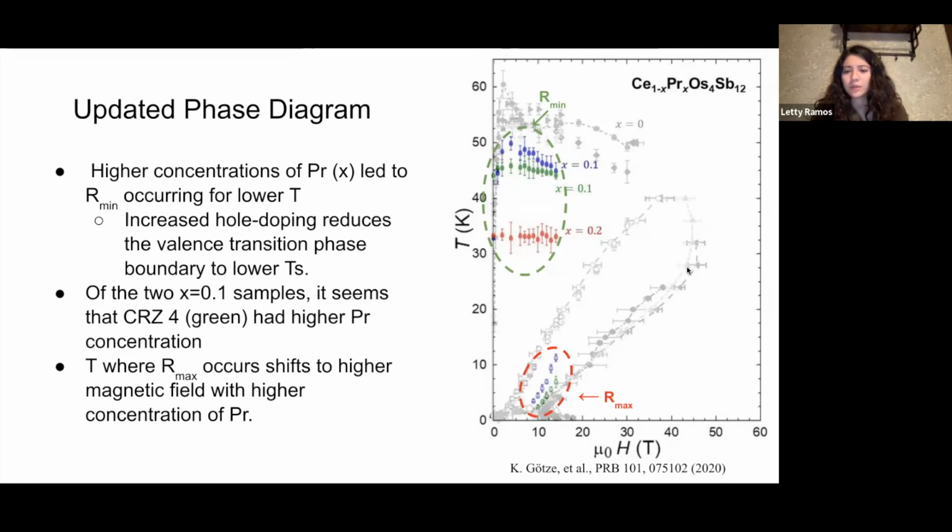For the 20% sample, though, no R maximums occurred. This is probably because higher praseodymium content pushes the phase boundary to higher magnetic fields. We think this because this is the 0% sample, and then the 10% sample occurred at slightly higher magnetic fields, and it was slightly higher for the green sample than for the blue sample. So for the red, the 20% sample probably occurs at a much higher magnetic field.